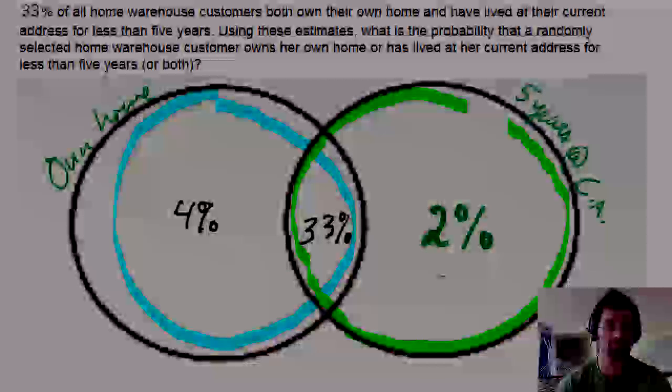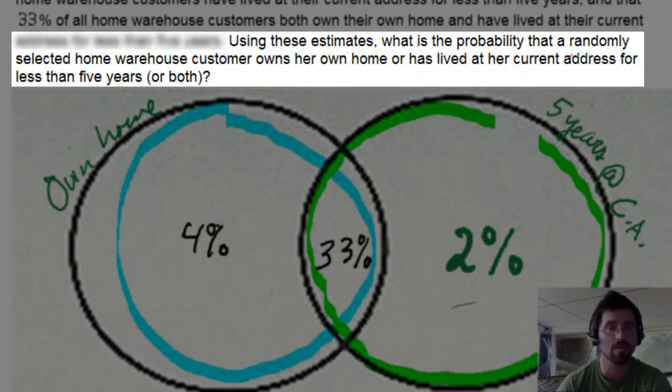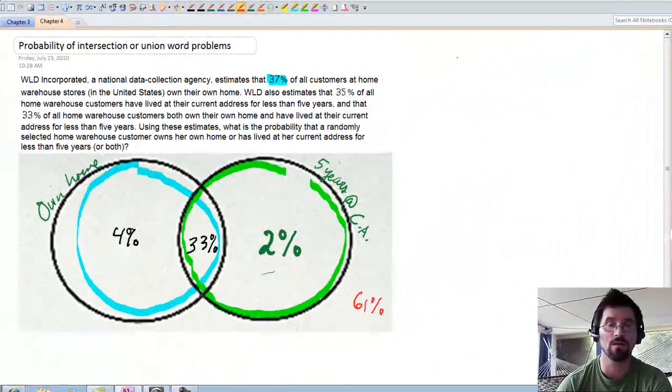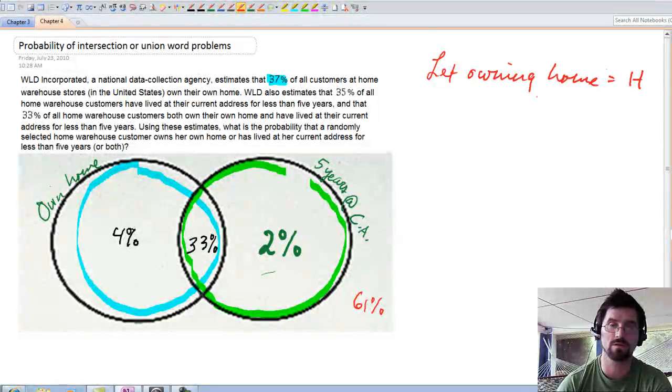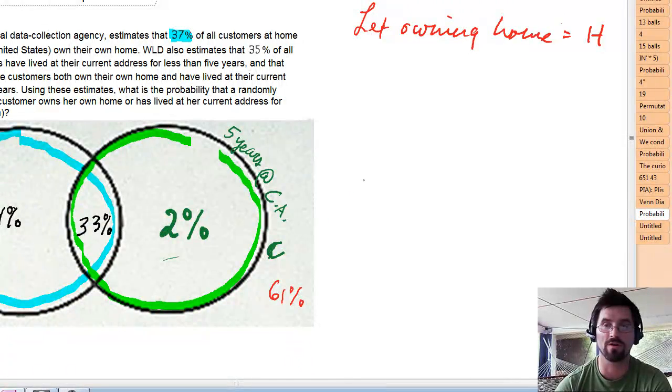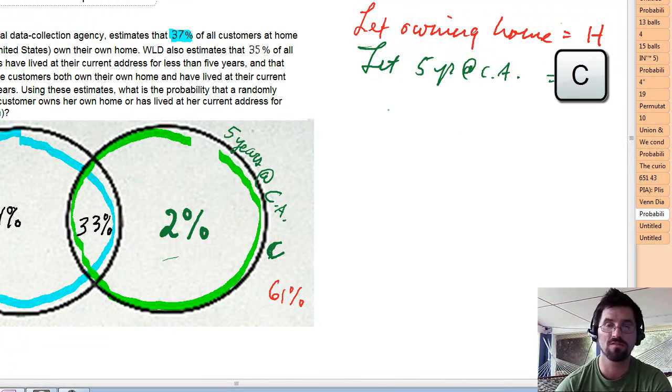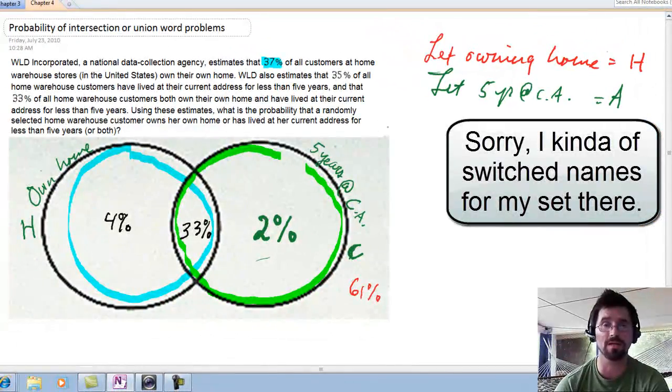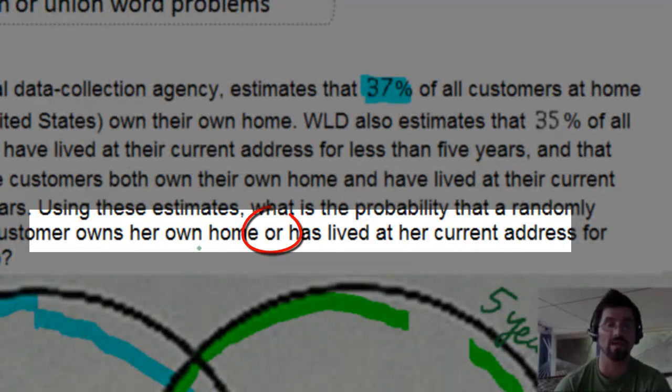All right, using these estimates, what is the probability that a randomly selected home warehouse customer owns her home or has lived at her current address for less than 5 years, or both? So basically they're saying own homes. Let owning home equal set H. So this thing over here, I'm calling this H. And let 5 years at the current address, we'll call that C for current address. So let 5 years at CA equal A. So what they're asking me here is, what is the probability for H or A?